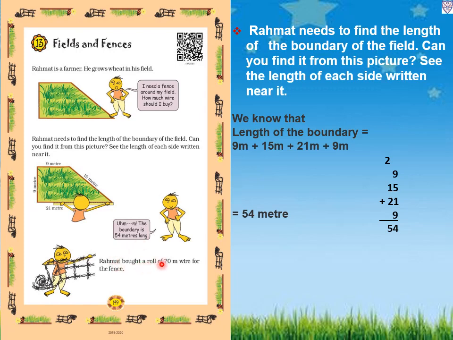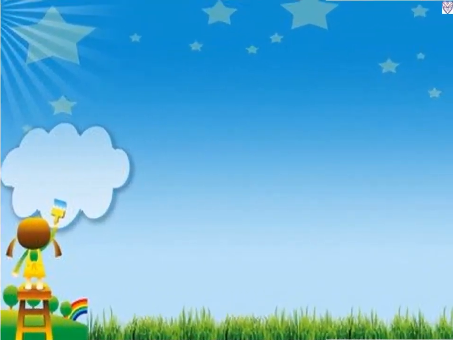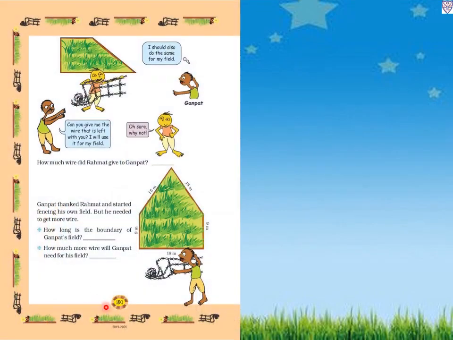Rahmat bought a roll of 70 meter wire for the fence. So in this way he bought this wire for the fence. Now next page, page number 150. "I should also do the same for my field."